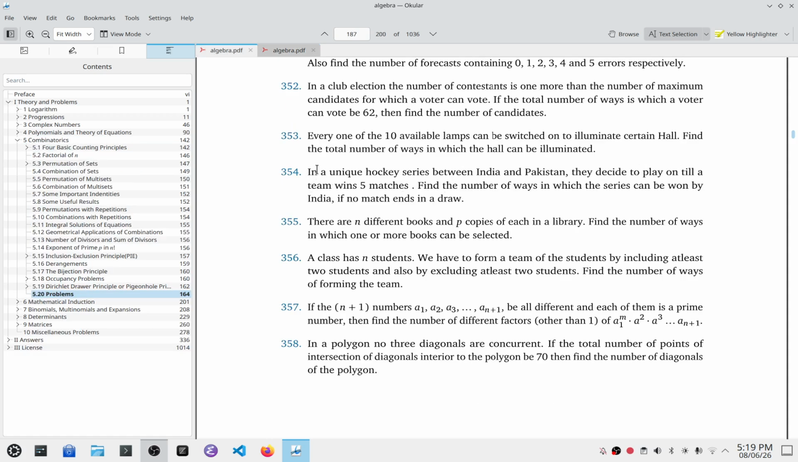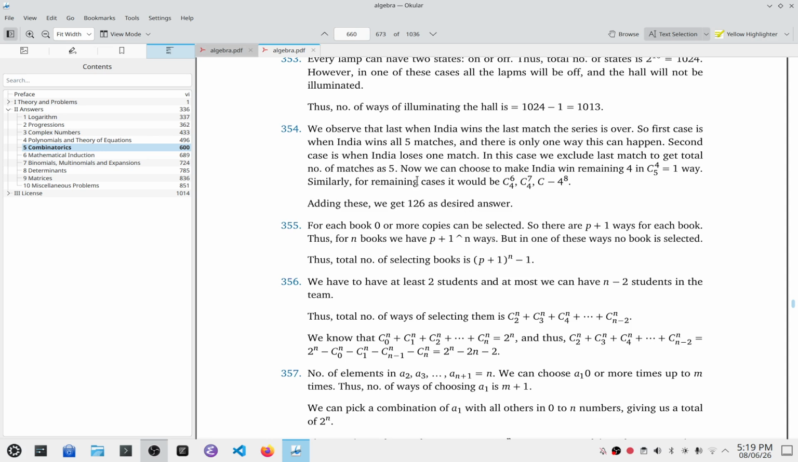Question 354 says that in a unique hockey series between India and Pakistan, they decided to play until a team wins 5 matches. Find the number of ways in which the series can be won by India if no match ends in a draw. So India will have to win the last match for the series to be over. In the first case, India wins all 5 matches, and there is only one way this can happen. Second case, India loses 1 match and then wins 5.